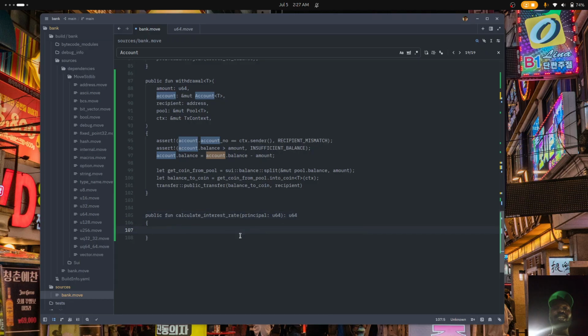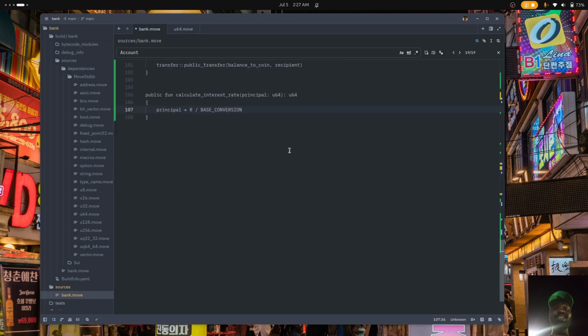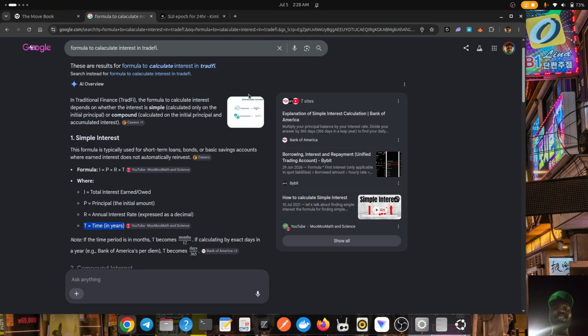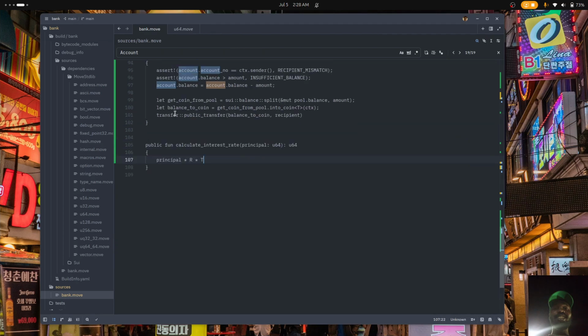So principal times, then we're going to do rate and time, which is t. So this gives me the interest rate. Now the interest has to be the result, so I need to apply for a loan.